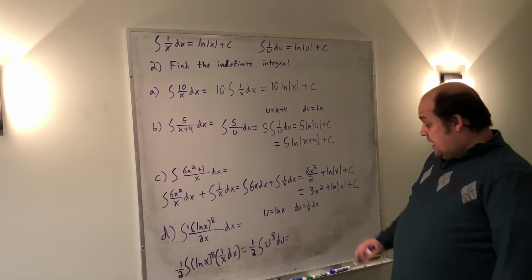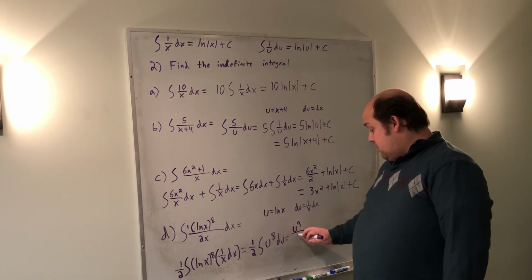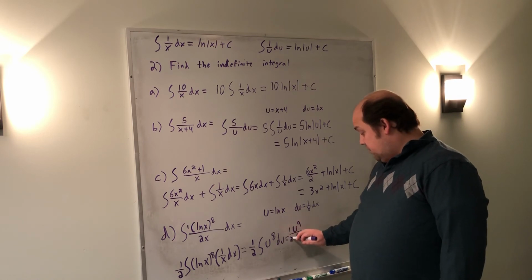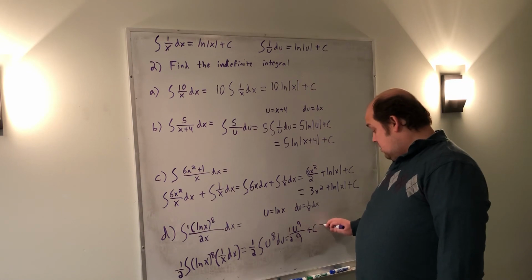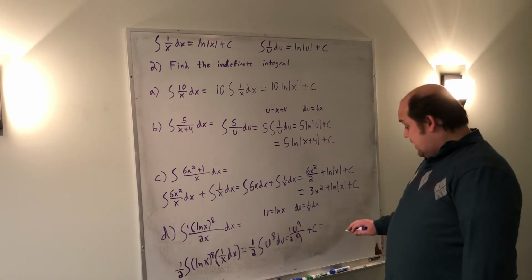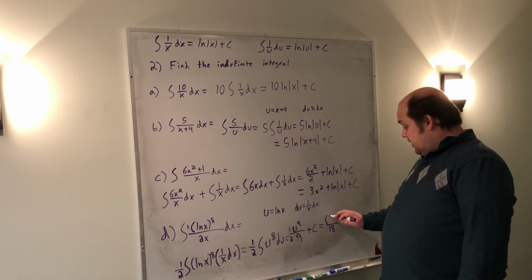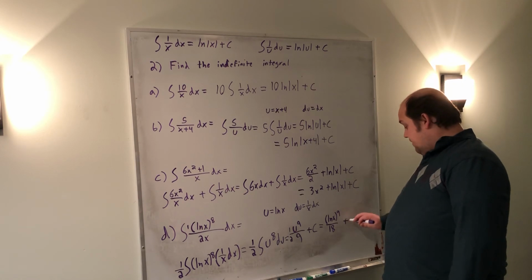When I do u to the 8th, that integrates to u to the 9th, adding 1 to the power, divided by the new power 9, and really this is going to be multiplied by 1/2. Plus c, last step, 2 times 9 gives me 18 on bottom. U to the 9th is really ln x to the 9th, and I still have that plus c.